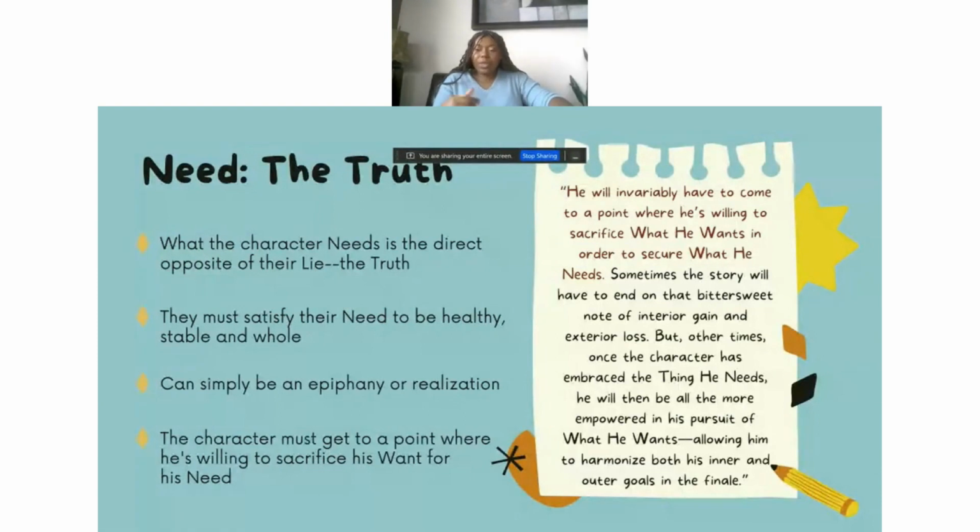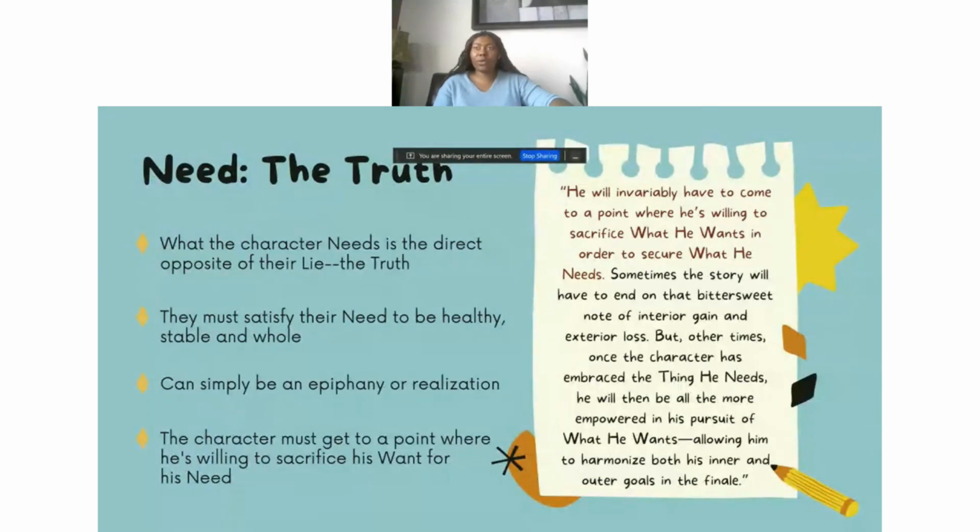So what she's talking about here when she says sometimes the story will have to end on that bittersweet note, interior gain and exterior loss. Think about the Disney movie Cars, where Lightning McQueen really wants the race. He wants to win the Piston Cup. That's his want. He wants it really, really bad. He thinks that's what's going to make him happy.